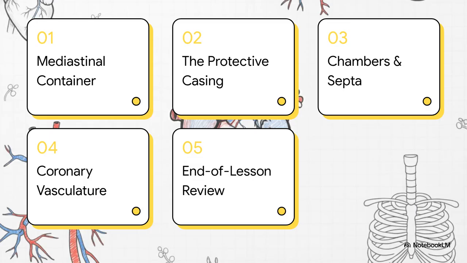To get there, we'll follow a clear roadmap. 1. Foundation, focusing on the mediastinal container. 2. The protective casing and clinical reality. 3. The internal pump, specifically chambers and septa. 4. The power supply, which is the coronary vasculature. And finally, 5. An end-of-lesson review to lock it all in.